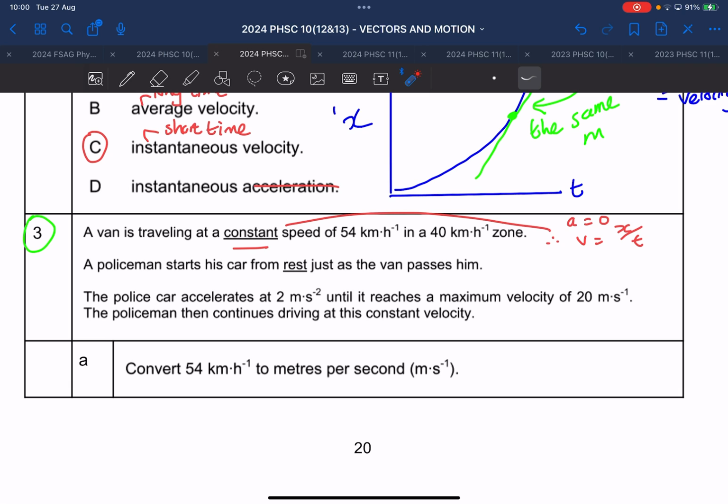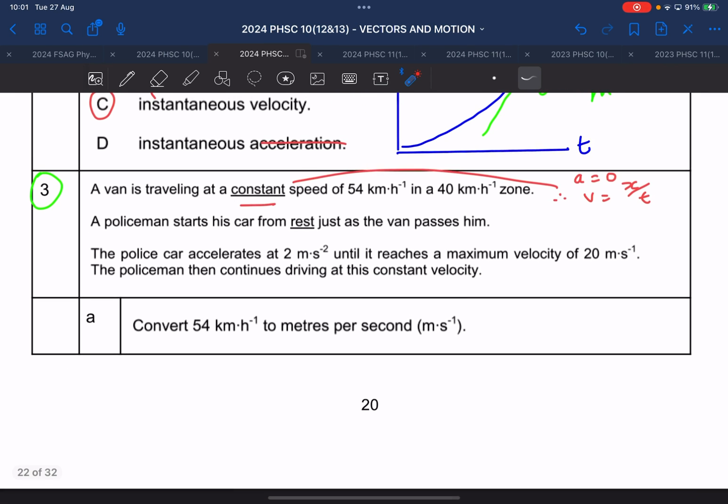It says a policeman starts his car from rest just as the van passes him. The police car can accelerate. So police car accelerates, that means I can use equations of motion: Vf equals Vi plus a delta t, or whatever. And it reaches a maximum velocity of 20 meters per second. The police car then continues driving at this constant velocity.